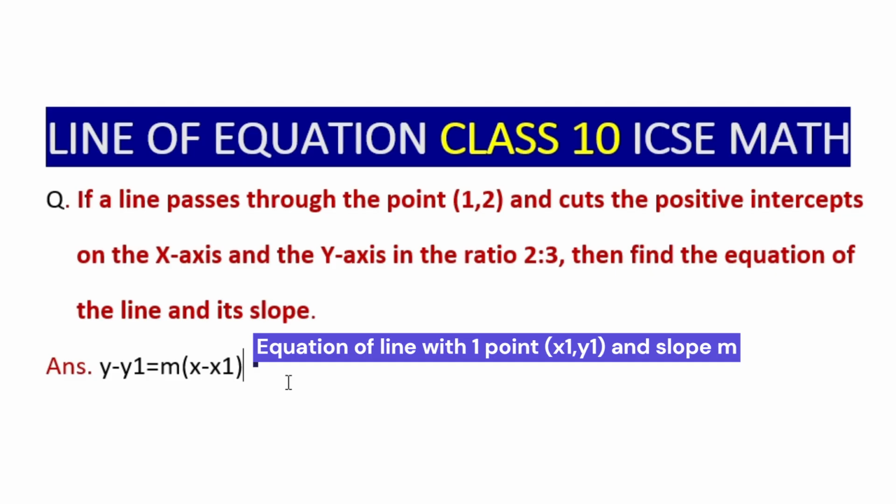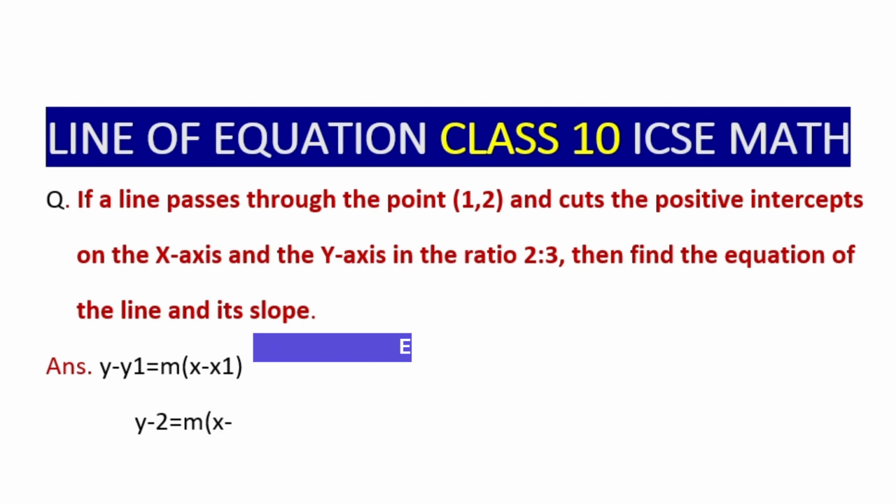Now y minus y1 is y minus 2, equal to m into x minus x1, which is 1. So y minus 2 equal to m into (x minus 1). Now, what will be m? Here the x-intercept and y-intercept are given in the ratio 2:3, that means 2x and 3x. The x-intercept is 2x and the y-intercept is 3x.